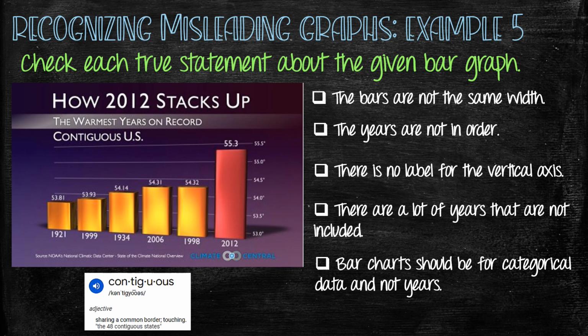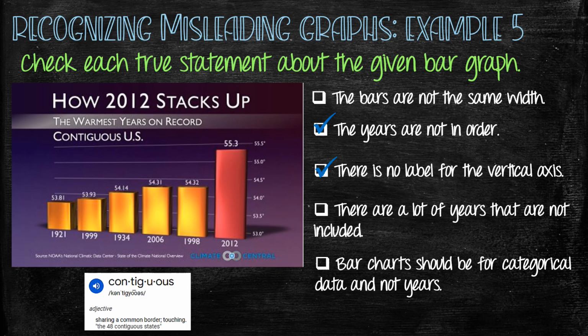So we have a bar graph. The bars are not the same width. They should be. They are. We're okay with that. Years are not in order. Ooh, we're going from 1921 to 1999 down to 1934. So they have those all mixed up. There isn't a label for the vertical axis.